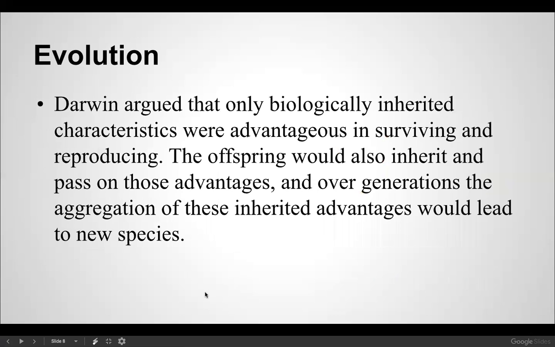Darwin argued that only biologically inherited characteristics were advantageous in surviving and reproducing. The offspring would also inherit and pass on those advantages. Over generations, the aggregation of these inherited advantages would lead to a new species.